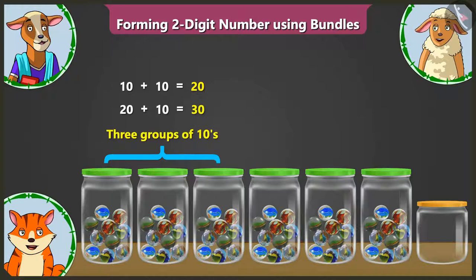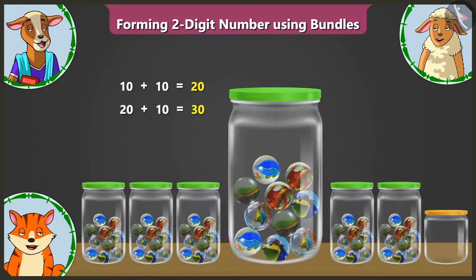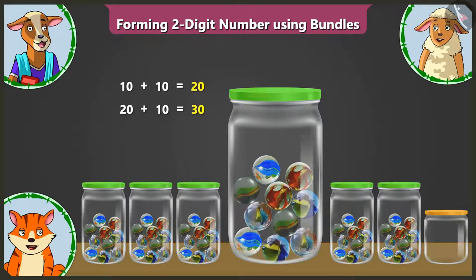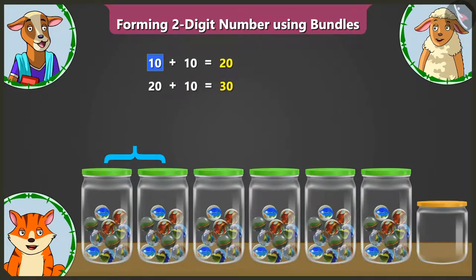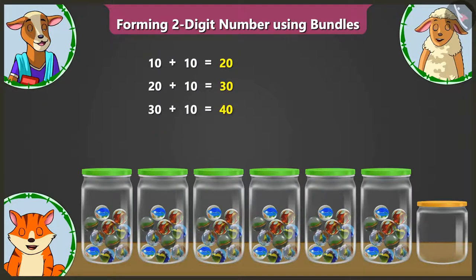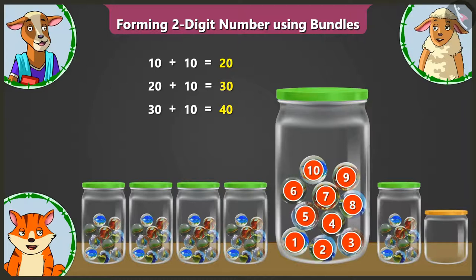Three groups of tens. Now Lily, you count the marbles in the fourth jar. In the fourth jar, there are 1, 2, 3, 4, 5, 6, 7, 8, 9 and 10 marbles. Absolutely right. So these are 10 and 10, 20. 20 and 10, 30. 30 and 10, 40. Four groups of tens. This fifth jar also has 10 marbles.